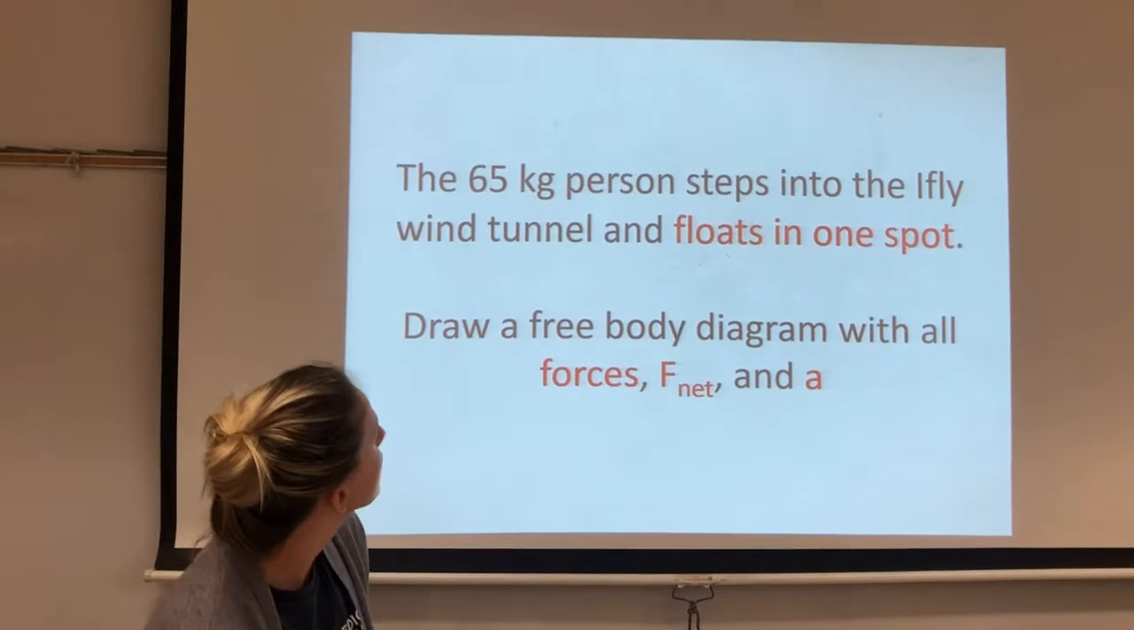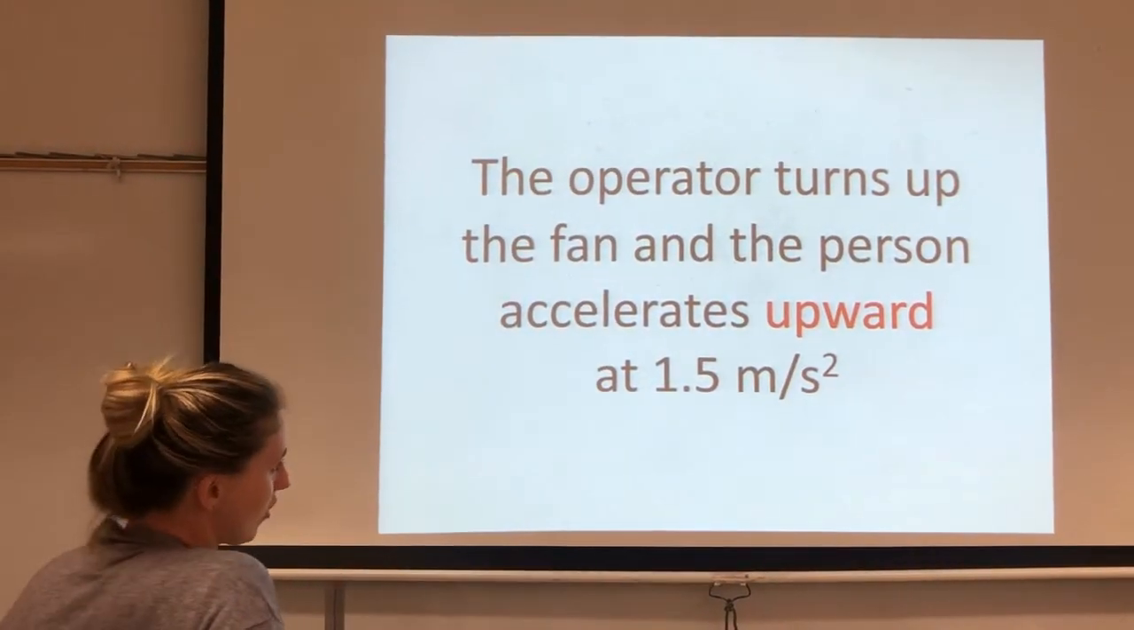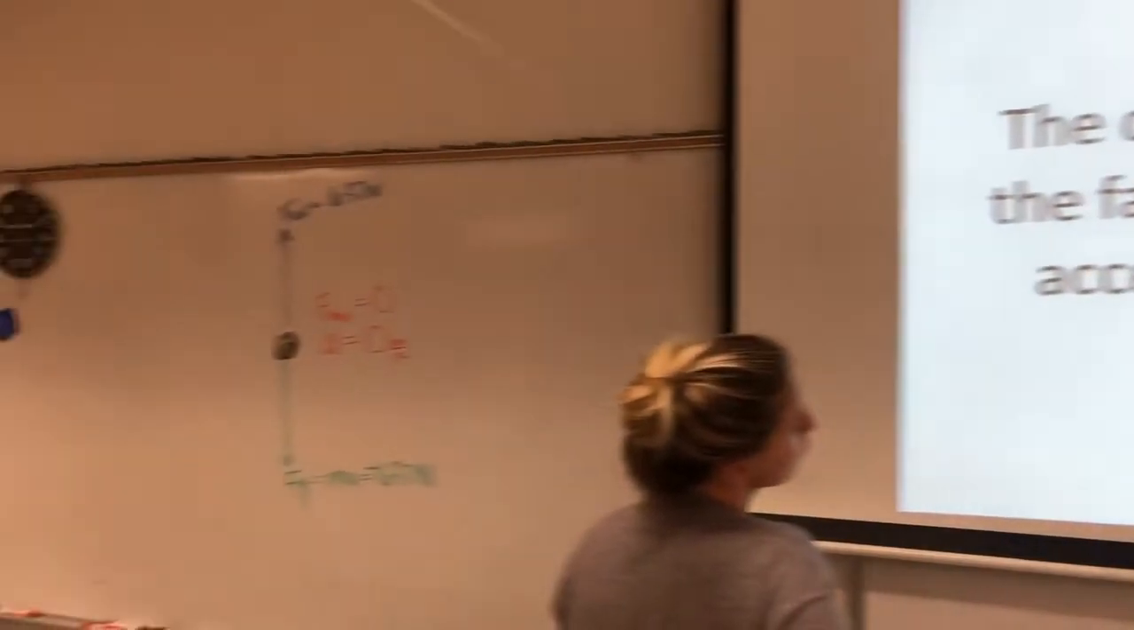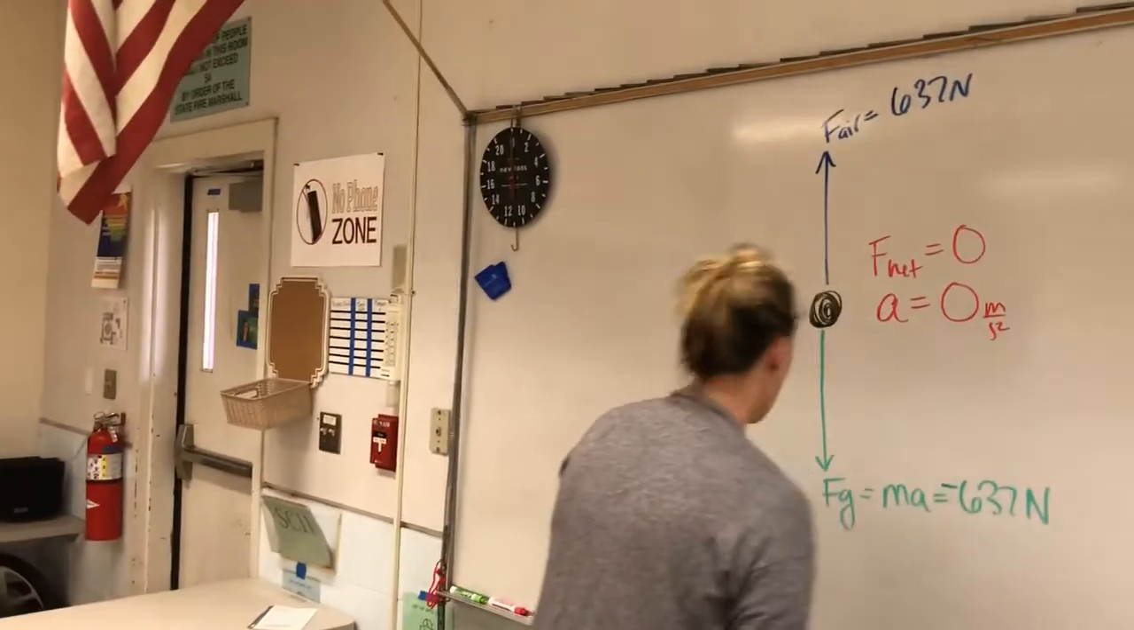Okay, let's do it. Moving on. The operator turns up the fan and the person accelerates upward at 1.5 meters per second squared. What would we have to change on our free body diagram? We could just make another one. I'm going to do it over here.